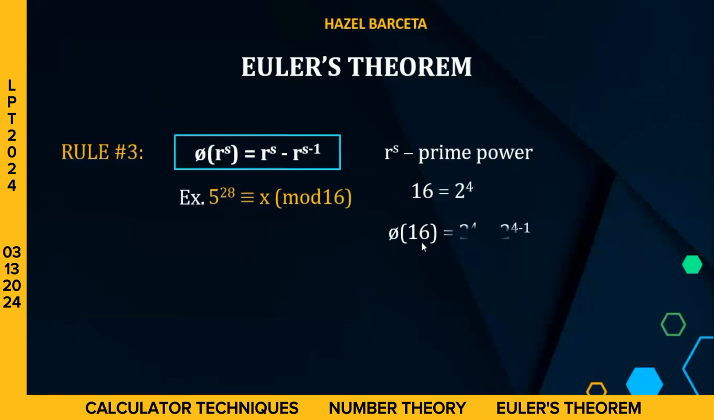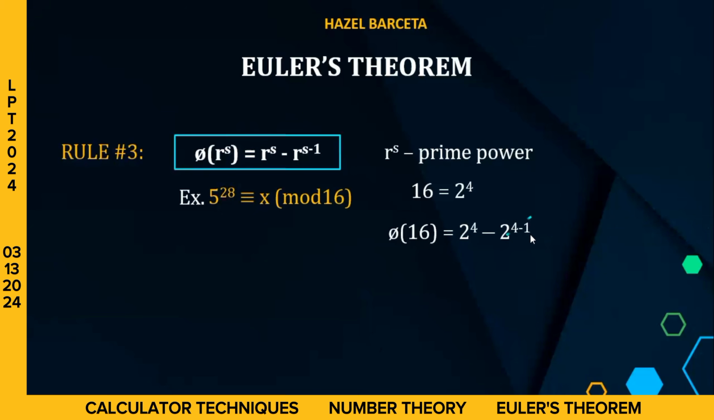So we have totient of 16 or totient of 2 raised to 4, carry lang, pareho lang naman, is equal to 2 raised to 4, R raised to S, minus 2 raised to 4 minus 1. Ayan po. Sinundan lang po natin yung problem. So, kapag ganito po, na composite, then breakdown natin sa prime factors, raised to a power, ito po ang ating gagamitin. Rule number 3. Then simplify.